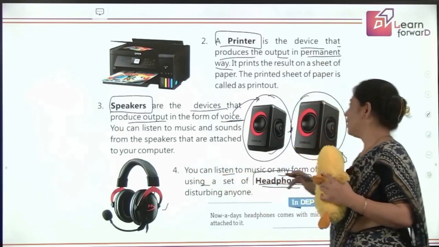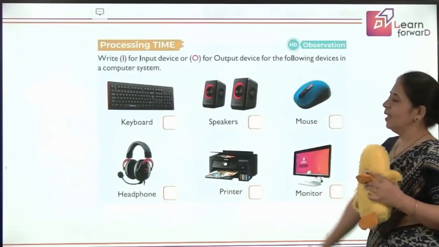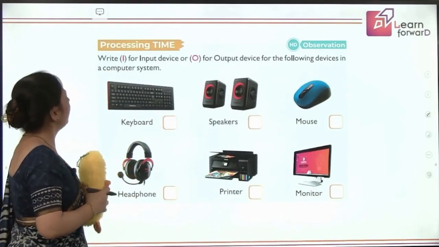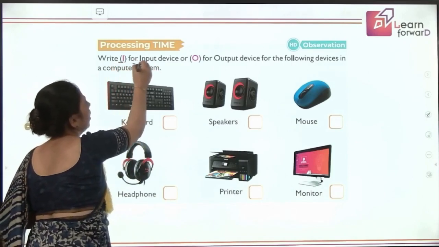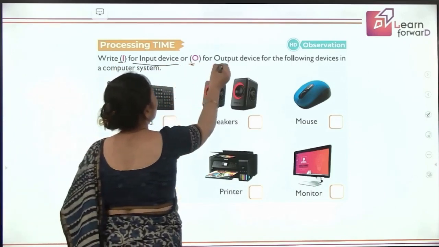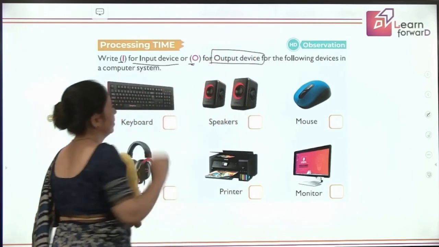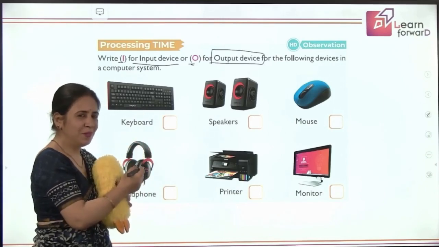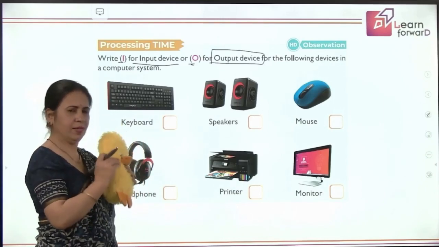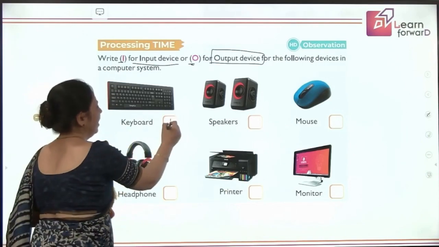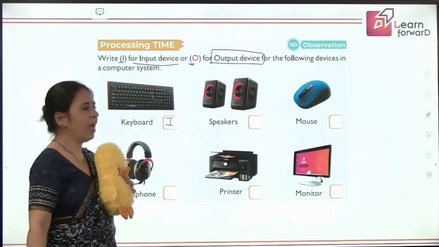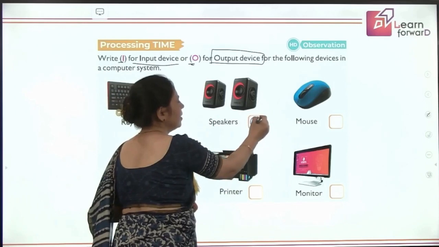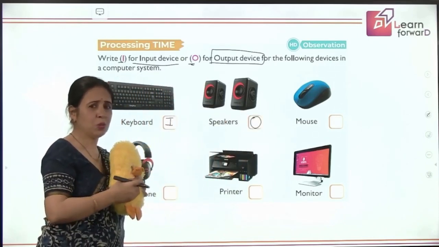Okay? Now we move further and it's time for you to check what all you have learned so far. So come, you are going to write I for all input devices and O for all output devices. Clear? Come on, quickly, let's begin. What is this? Your friend says input device. Is he correct? Good. Here we write I. And speakers are, speak out. Yay, very good. This is an output device.